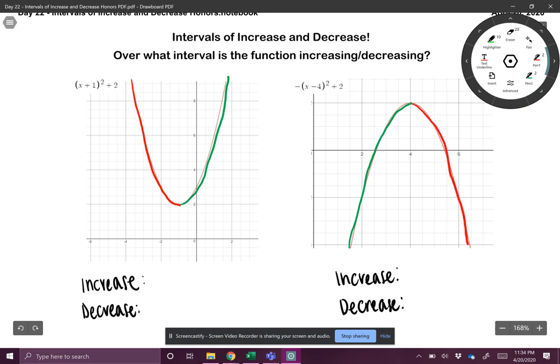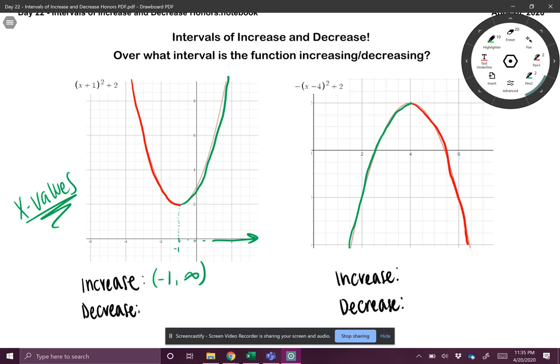So let's define what intervals they're increasing and decreasing over. I'm going to jump back to the first problem. My interval of increase: if I reference my vertex here, my vertex x value is at -1. So from -1 to infinity, my function is increasing. Now remember that this is referencing the x values, not the y values. So I know that the function is going up. We're not talking about end behavior here. We're talking about the interval of increase and decrease. So we're looking at just our x values. From -1 to infinity, my function is increasing.